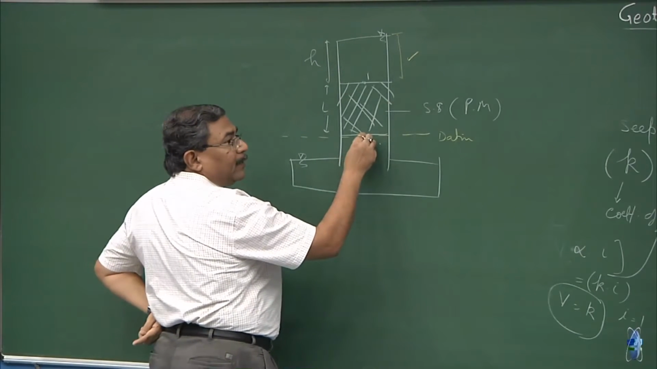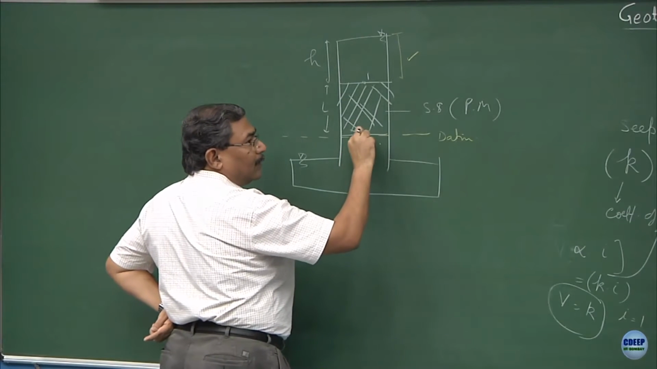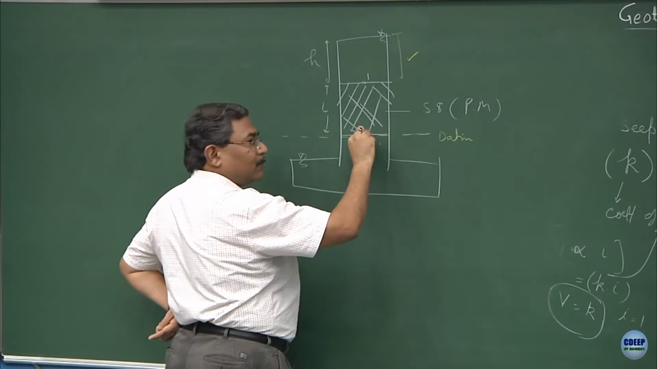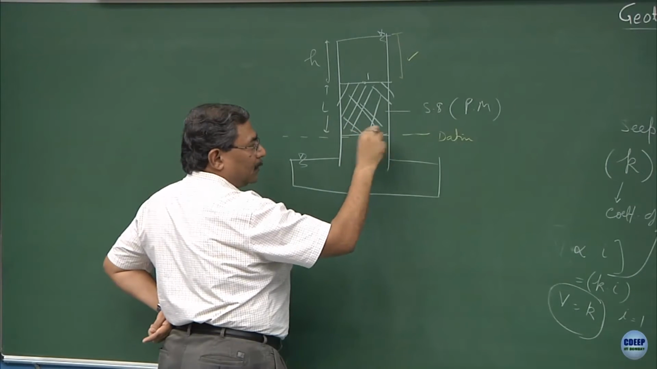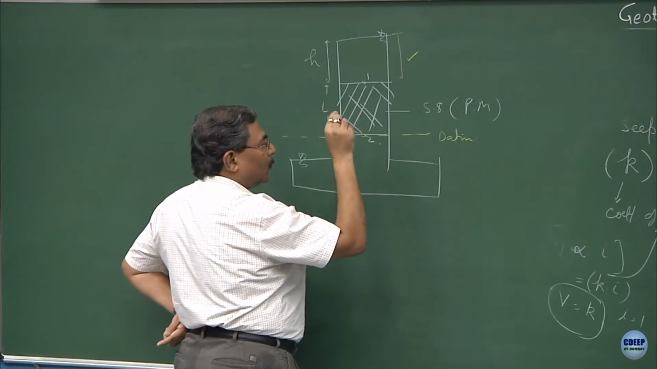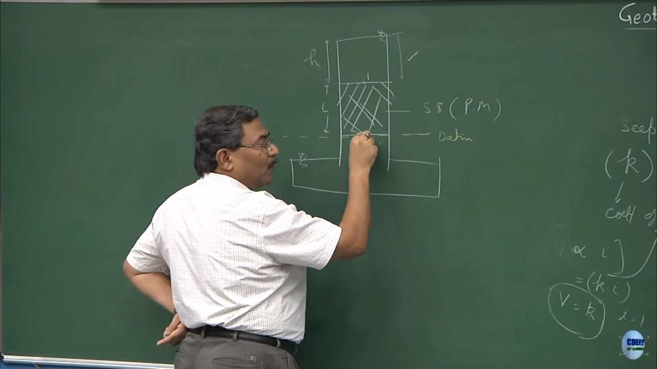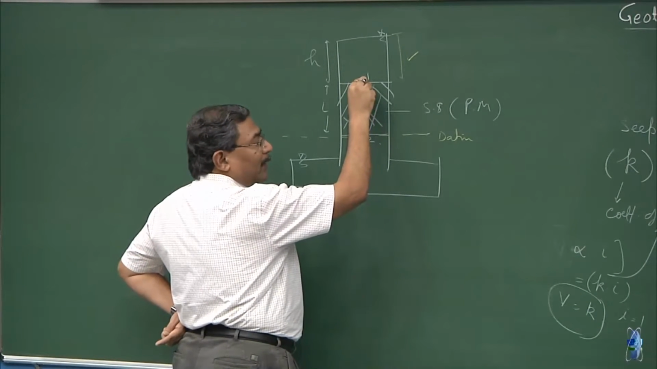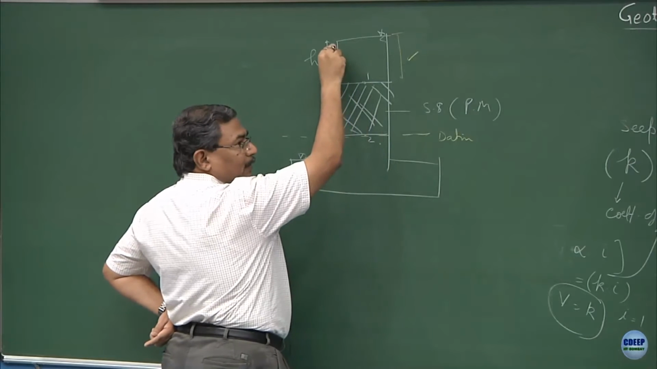At this point, now the elevation head has become 0. What is the pressure head? Because this itself is atmosphere, it is 0, finished. Total head at this point is 0. Total head at this point is going to be L plus H.